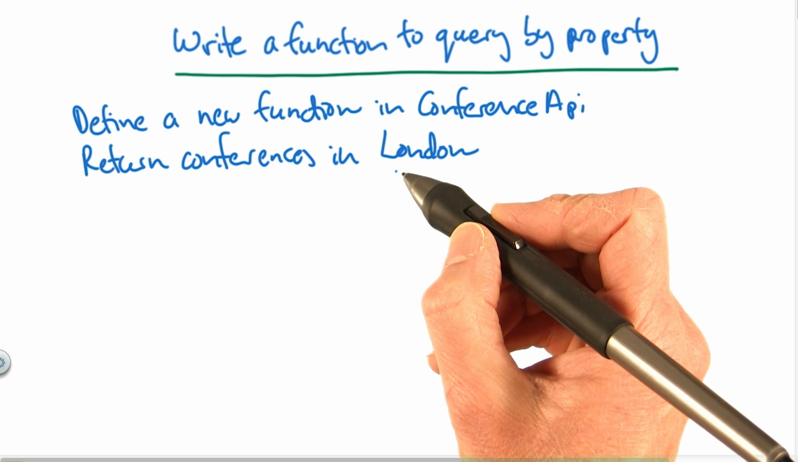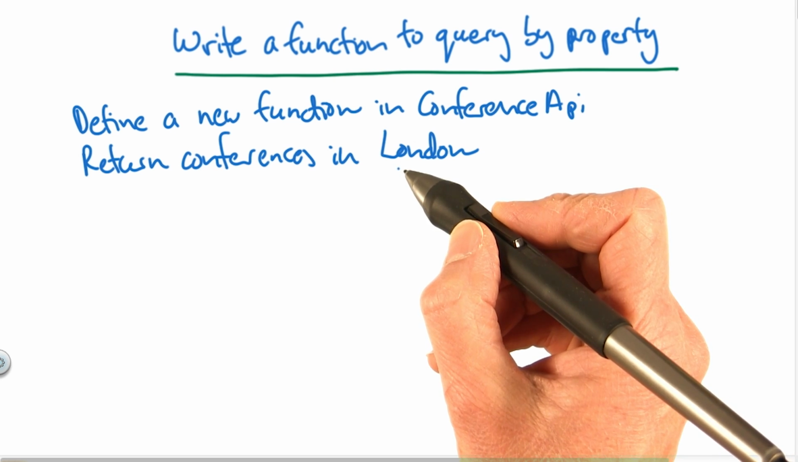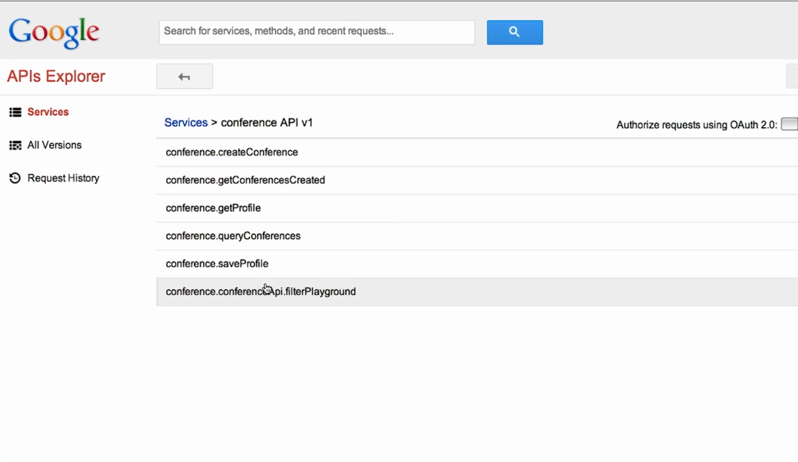Define the function to create a query to get all conferences where the city property has the value London. Sort the query results by conference name. Run the app on localhost and use the API's Explorer to test it. Look for the new function name in the list of functions. I called mine filter playground, and you see it shows up here as conference.conferenceapi.filterplayground.